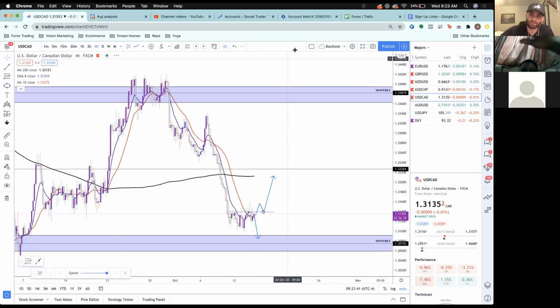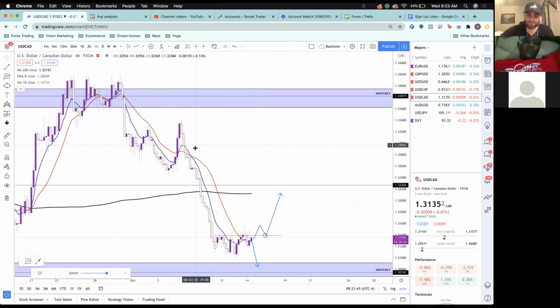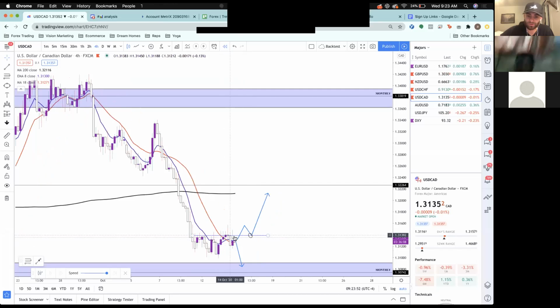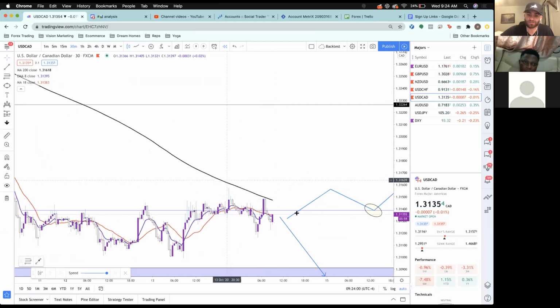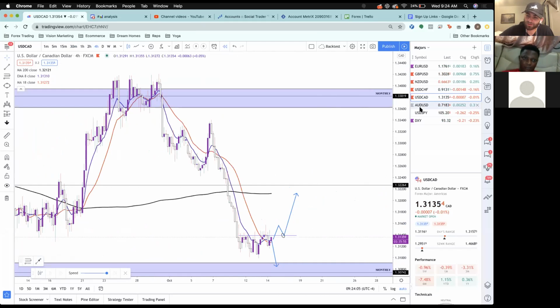So let's bump back up again to the 4-hour. As we can see on the 4-hour, it still looks very much bearish. Yes, these moving averages are crossing. We are forming this inverted hammer candle right here, but we just need to see it pop above this level. Once it gets above this resistance level and this 200-day, then we can buy. So just be patient on this one.